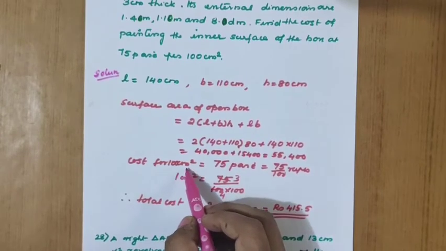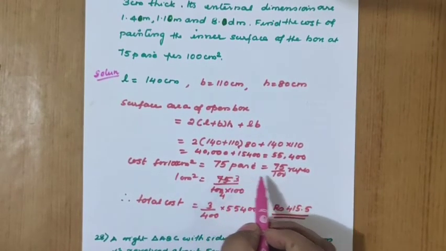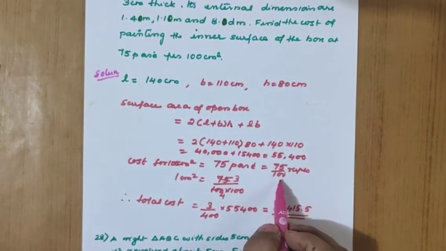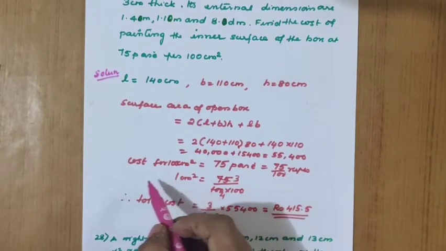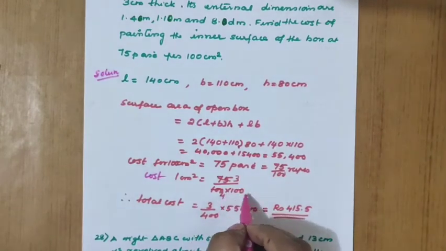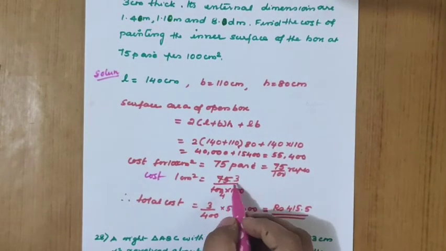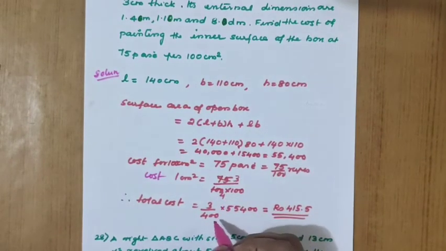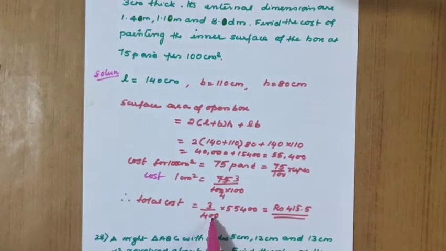Now cost for 100 centimeter square, it is 75 paisa. So it should be in rupees. So 75 by 100. Then for 1 centimeter square, the cost is equal to 75 by (100 into 100). 75 and 100 we can cancel, 3 by 400. Therefore, the total cost is equal to 3 by 400 into 55,400, that is rupees 415.5.